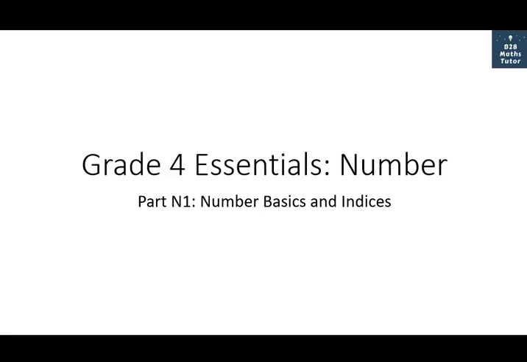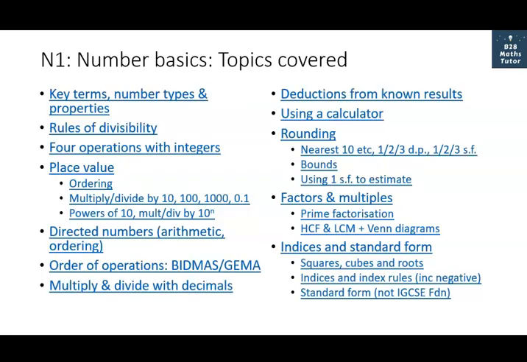and indices. So here's just a quick outline of what we're going to be covering in this section. So first we've got key terms, number types and properties. So we'll be looking at vocabulary like sum, difference, product, factor, integer, prime number, square number, cube number, square root, and so on. Making sure you understand what those are and which numbers they apply to.